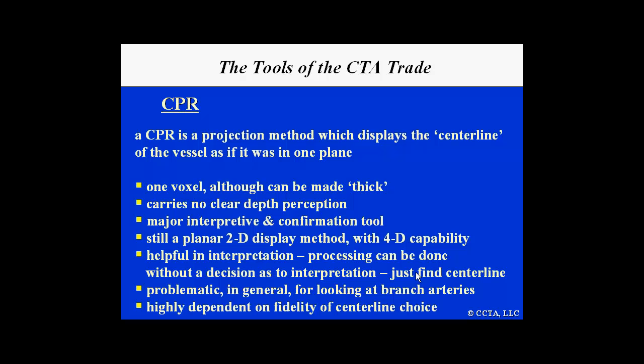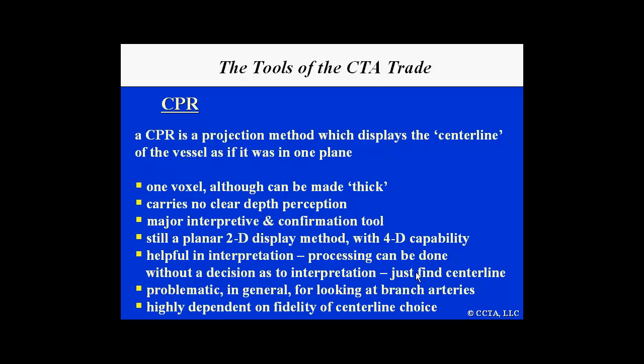A CPR is a projection method which again displays the center line of the vessel as if it was in one plane. It is 1 voxel thick. The thickness is determined by the collimation on the scanner. It carries no clear depth perception. It is still a major interpretive and confirmation tool. It's a planar 2D projection but has 4D capability.